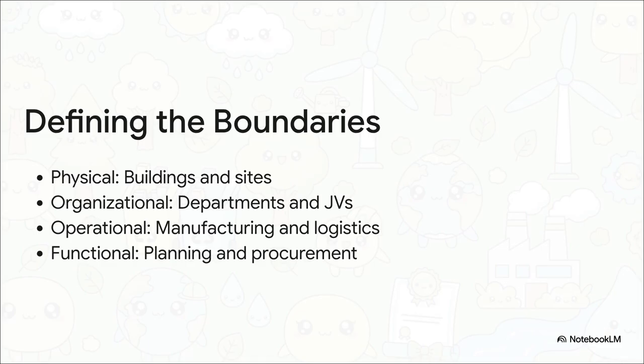Let's watch those glowing boundaries light up on our organizational map. The standard actually outlines 4 totally distinct types of lines you need to draw on your blueprint. You've got physical, so your actual buildings and geographic sites; organizational, which means departments or joint ventures; operational, covering the actual manufacturing and logistics; and functional, which includes things like strategic planning and procurement. What's absolutely crucial to understand here is that your boundaries aren't just brick and mortar walls. They include your corporate decision-making structures too.